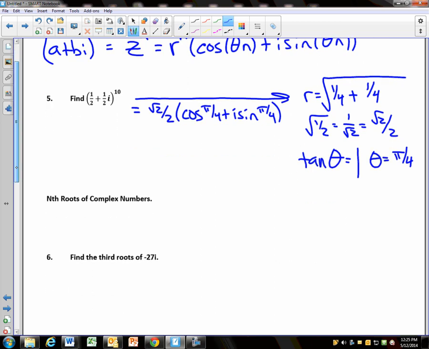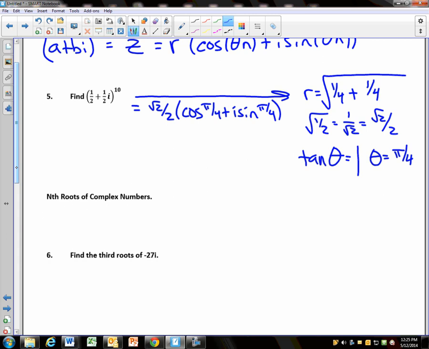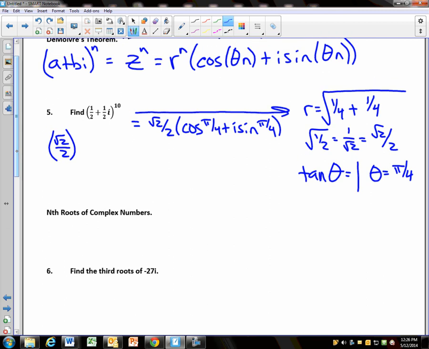Well, if we use DeMoivre's theorem, we ain't going to make a mistake. DeMoivre's theorem says you take r, which is the root of 2 over 2, and you raise it to what power? 10. Times the cosine of, what's theta? Pi over 4 times 10. What's pi over 4 times 10? 10 pi over 4, which is 5 pi over 2.